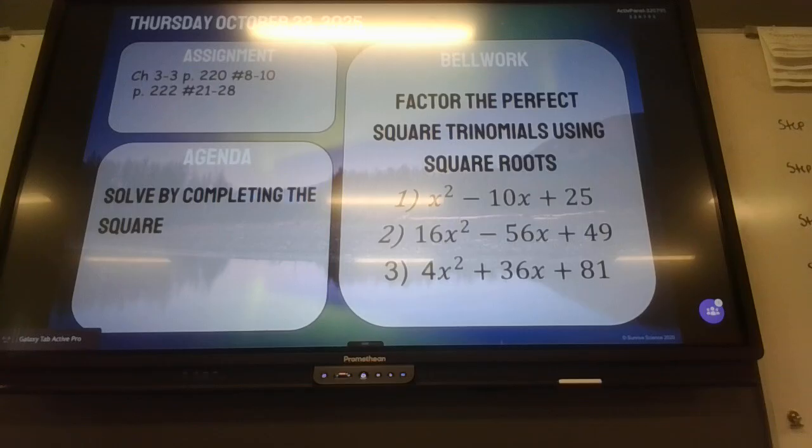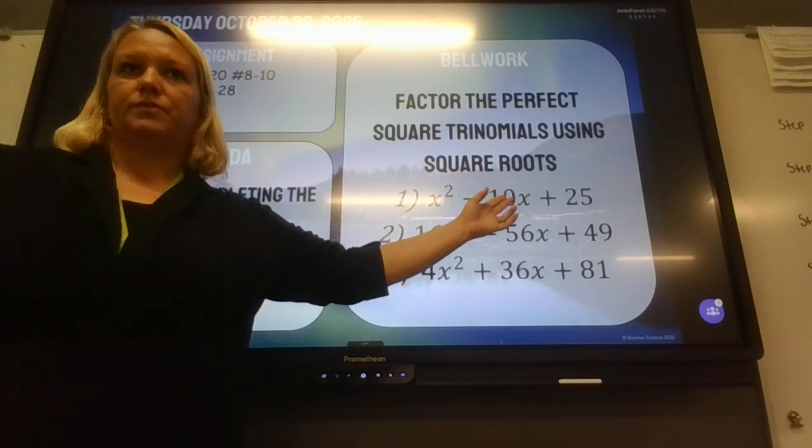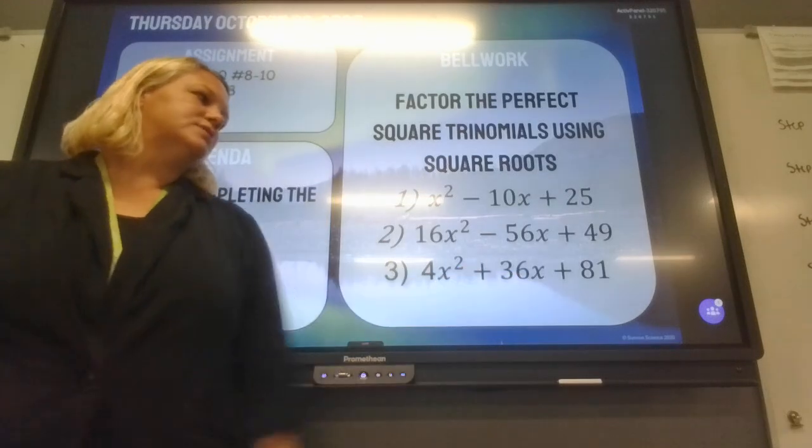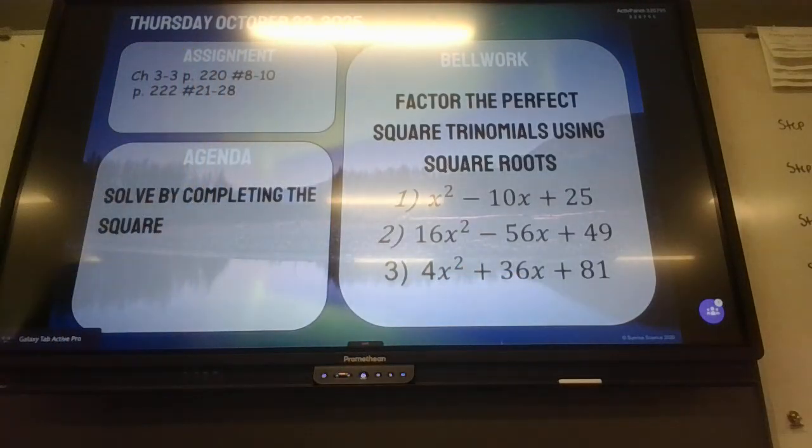Everybody wants to know about B. What about the 10, right? What about the 10? That didn't square root. What about the 56? That didn't square root. 36 just happens to be a square, but the 10 is there.